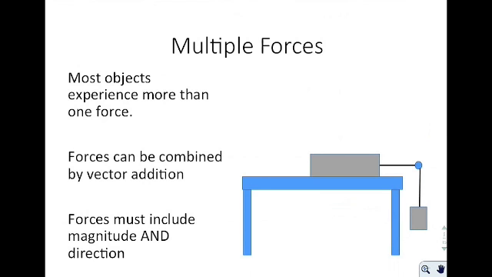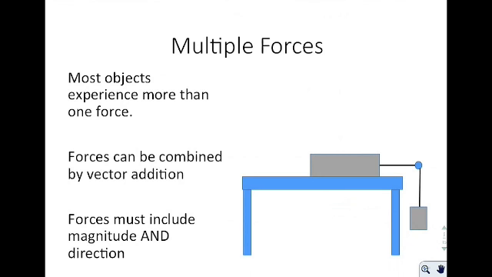So, multiple forces. Most objects experience more than one force. If you are not free falling to the earth, plummeting in a vacuum, you experience more than one force. If you're sitting on a chair, you've got a force pulling you down, you've got a force keeping you up, otherwise you'd be falling down to the ground. Forces can be combined by vector addition, and forces must include a magnitude and direction because they are vectors.